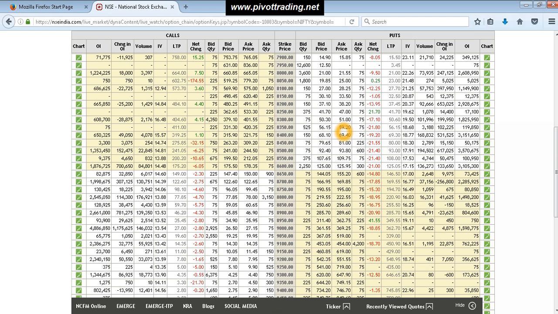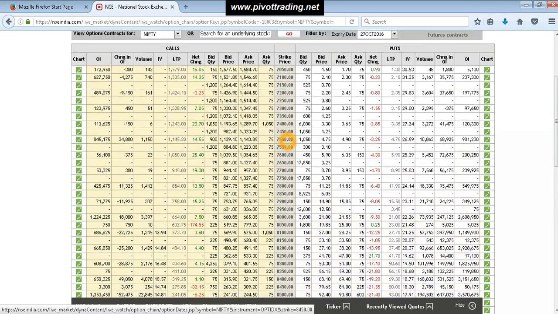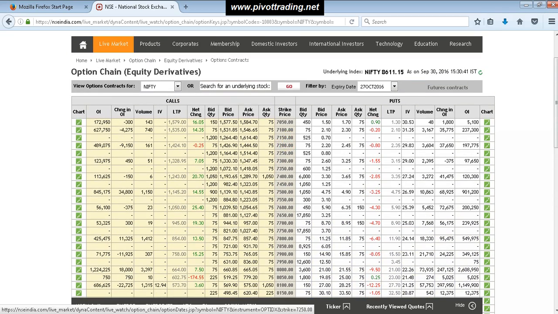Okay, so this is how you can identify what are at the money, in the money, and out of the money. So whatever is close to the index 8600, so 8600 call and put, they both are at the money, and the option contracts which are above and below, they are either in the money or out of the money. So that is how you identify.